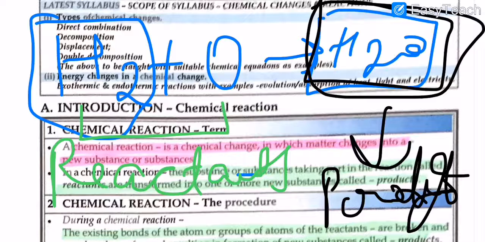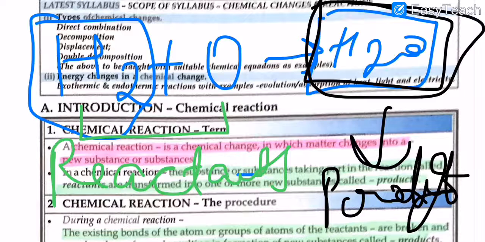So therefore, a chemical reaction is a chemical change in which any state of matter, say gas, solid or liquid, changes into a new substance or a new state or even new substances. And in the chemical reaction, the substances undergoing the reaction are called reactants, and the new substance formed is called the product or products.